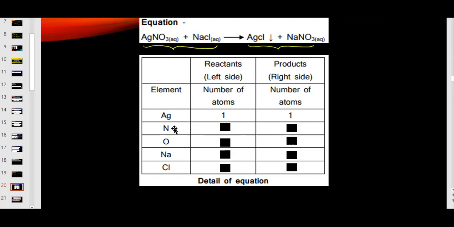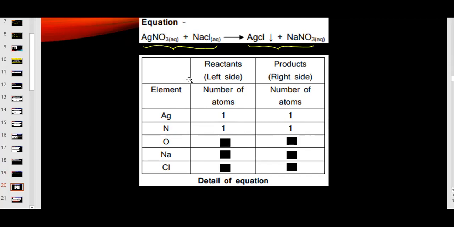Next, let's check the nitrogen. Nitrogen is also present in the reactant. In the reactant, how many nitrogen are there? Only one. N is only one in the reactant. And in the product, how many N are there? You can see here, it is still 1 N.